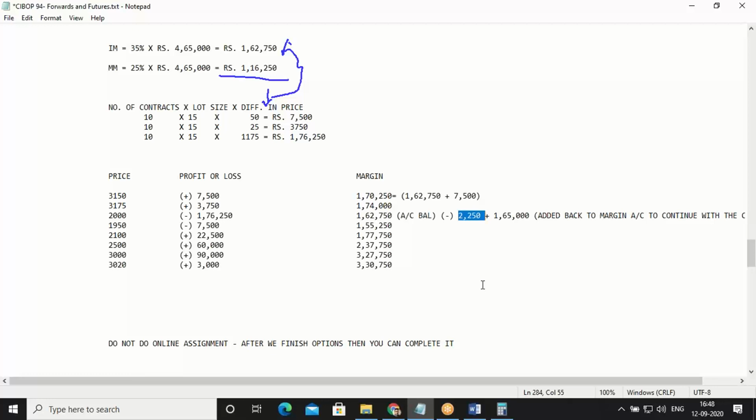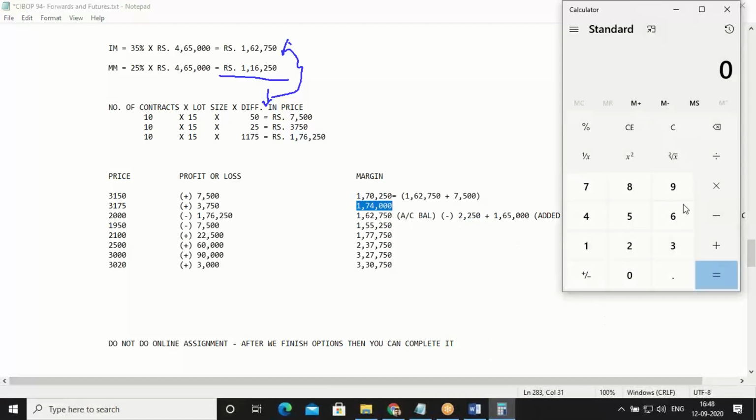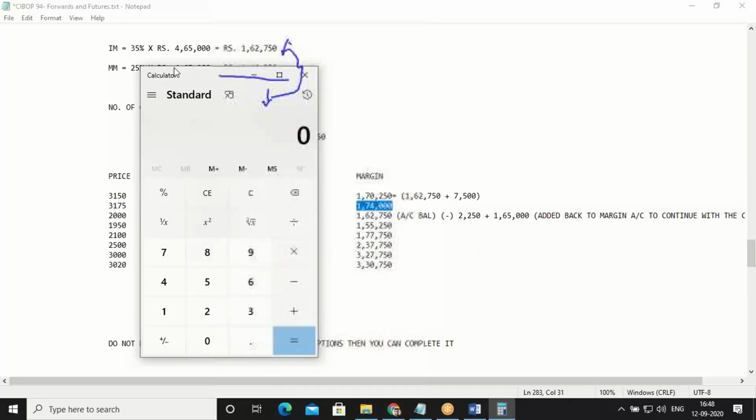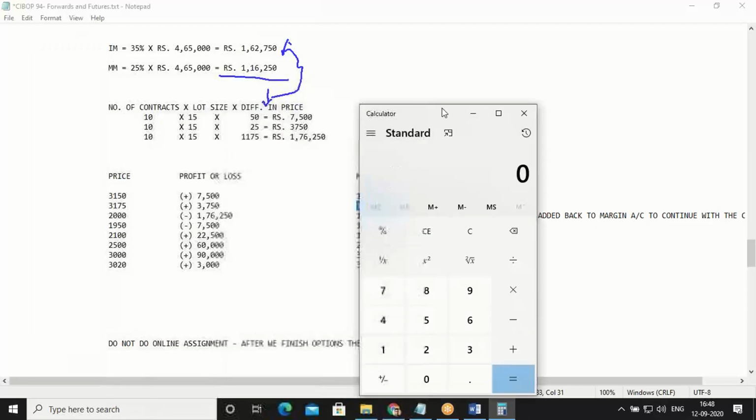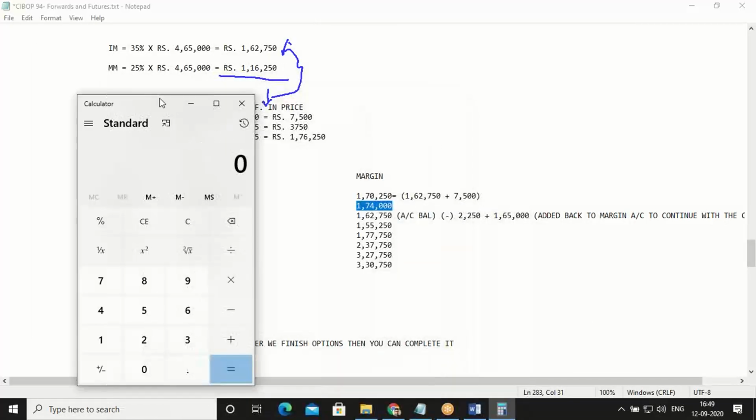Now, go ahead. 1,750 minus your initial margin that was 1,62,750. No, right? No. Sorry, wait. It's your previous thing. See, 1,74,000. Hang on. 1,70,000. Wait. Sir, it's 75,000, right? When the price is 3,000. I have no idea. Whatever you guys have told me, I've written that. So wait, we'll come to that. First, let me clarify the doubt.